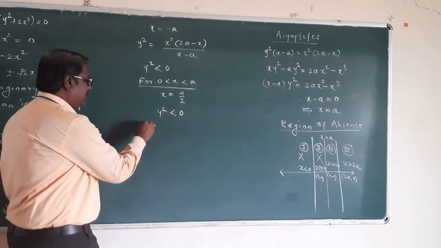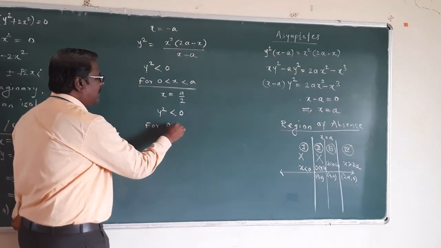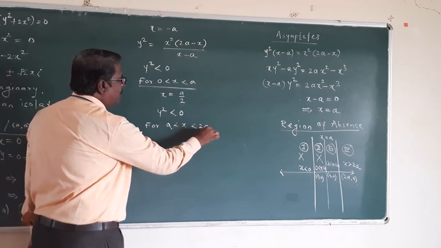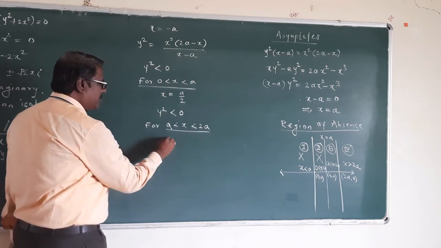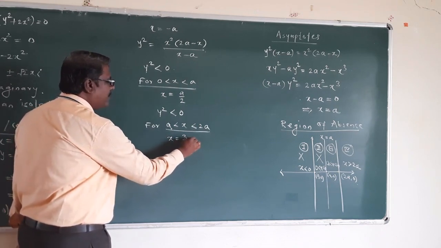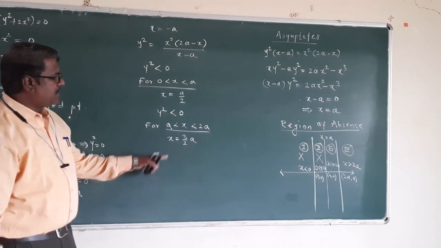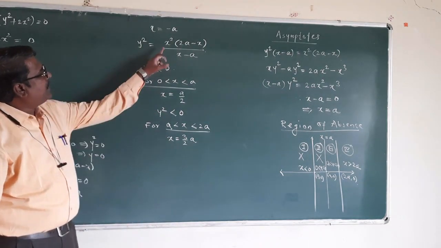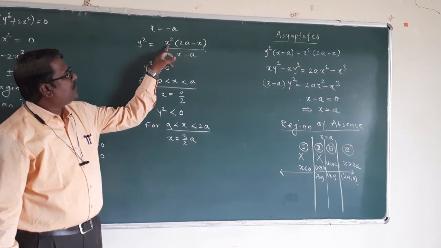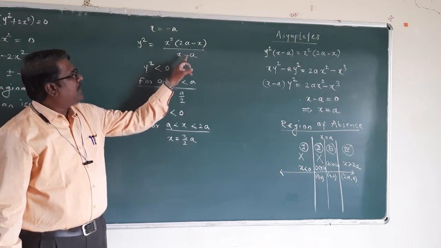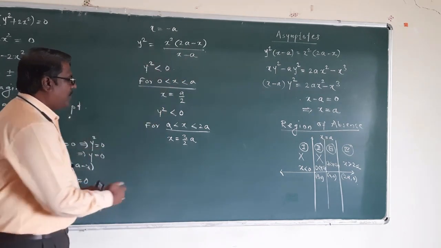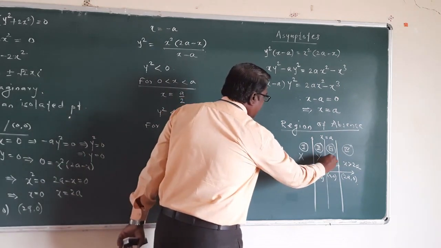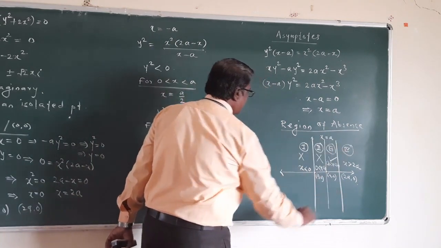Now the third partition, for a less than x less than 2a, choose the value of x as 3 by 2a. 3 by 2a, it is 1.5. When x is 3 by 2a, if I substitute here, this is positive, this is positive, and this is also positive, and therefore y square is positive, and therefore the curve is present in this third partition.